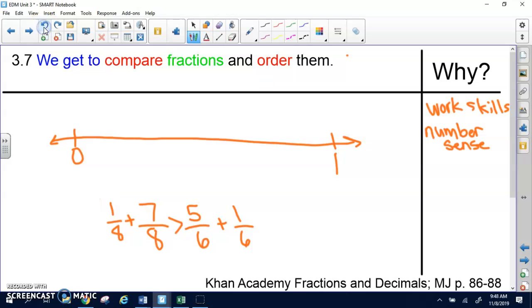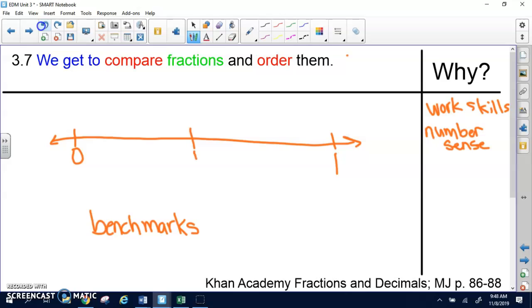What you're going to be working with is something similar to that idea, but I want to give you a couple of ideas of what we call benchmarks. Okay, benchmarks. There's two main benchmarks on this number line right now. It's 0 and 1. So we've been working on this idea of what's closer to 1 and what's closer to 0. Okay, there's one more benchmark that I want to point out to you. It's this one. That 1/2, right?